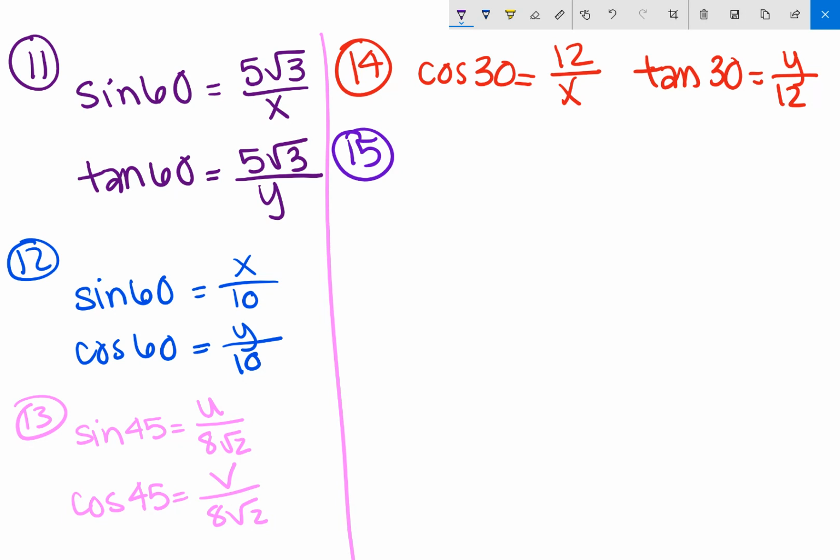So then for 15, we have 60 degrees, and the A and the B are our leg lengths. So if I wanted to find A, that would be opposite. So I'm going to use opposite over hypotenuse, which is sine of 60 equals opposite A over hypotenuse 3. And then if I wanted B, I would just have cosine of 60 equals adjacent B over hypotenuse of 3.